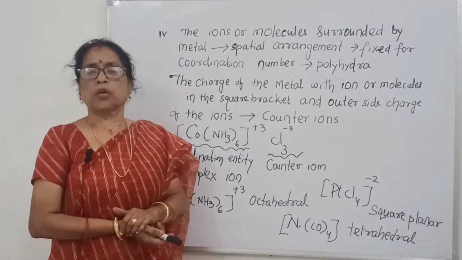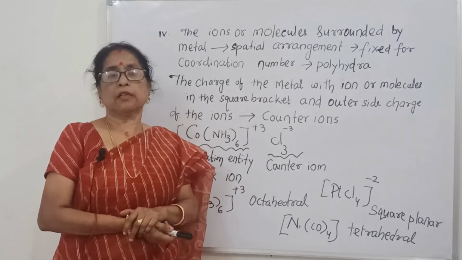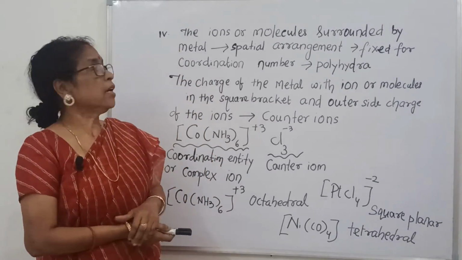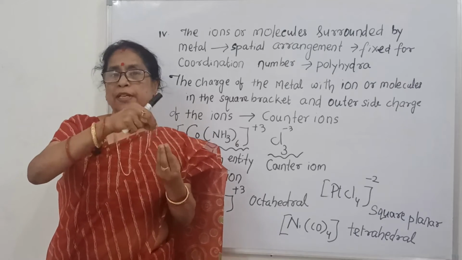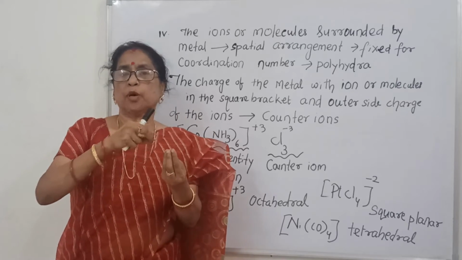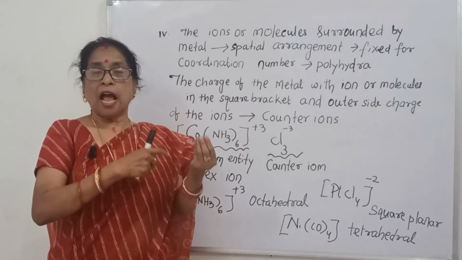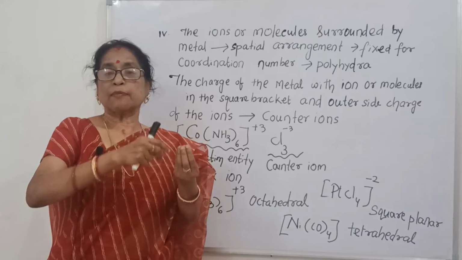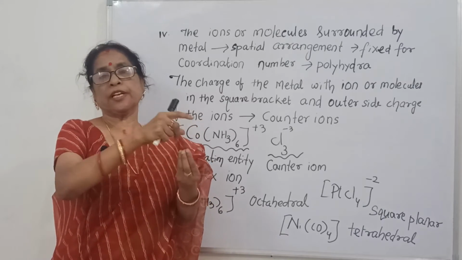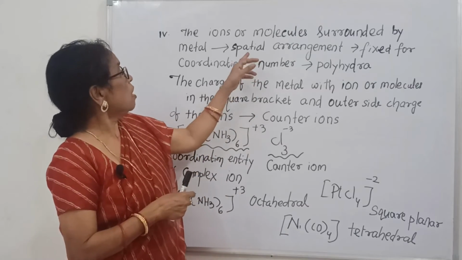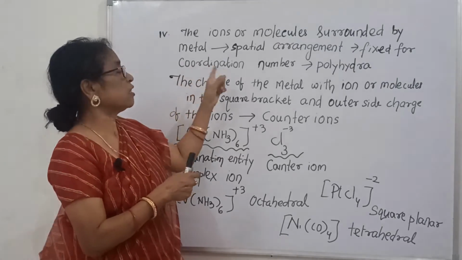In Werner's theory for coordination compounds, I have already made 3 points clear. Now come to the 4th point: the ions or molecules. The metal, meaning the central atom, is surrounded by molecules or anions, and they are arranged with a spatial arrangement, that means a fixed geometrical shape arrangement in space. So the spatial arrangement is fixed for the coordination number.